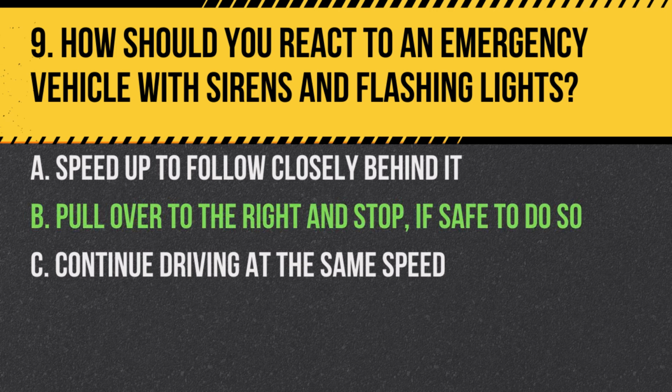Answer: B. Pull over to the right and stop, if safe to do so. When an emergency vehicle is approaching with sirens and lights, drivers should safely move to the right side of the road and stop to allow it to pass.